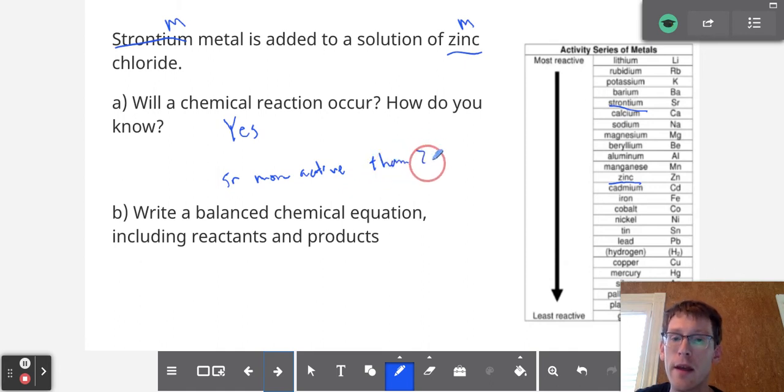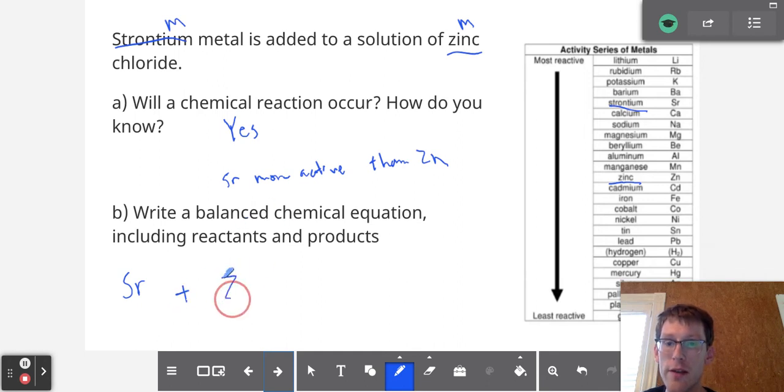And now I've got to write a balanced chemical equation. So I'll take Sr, strontium metal, and I will react it with zinc chloride. So zinc is with chlorine. I know that zinc has to be +2 and that chlorine is -1, so it's ZnCl2. And all I have to do is say that the strontium is replacing the zinc.